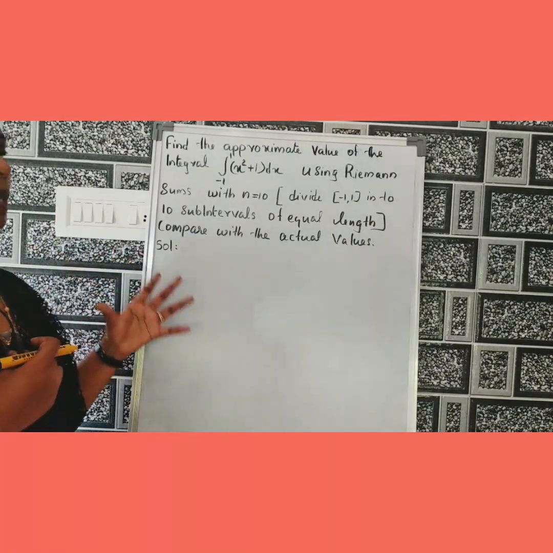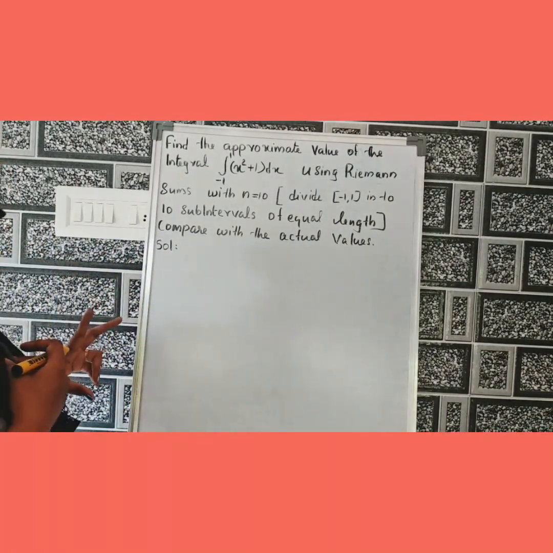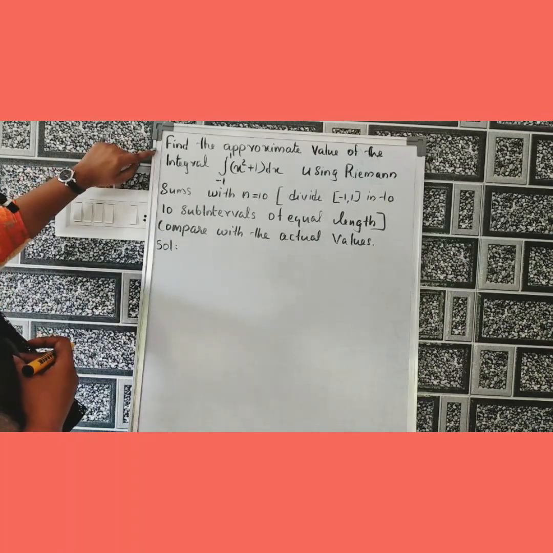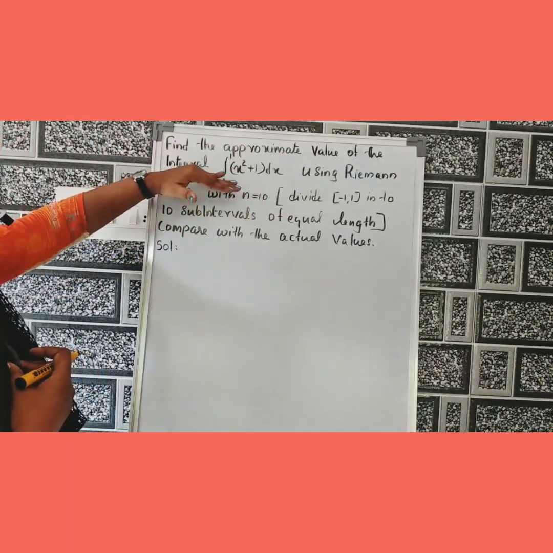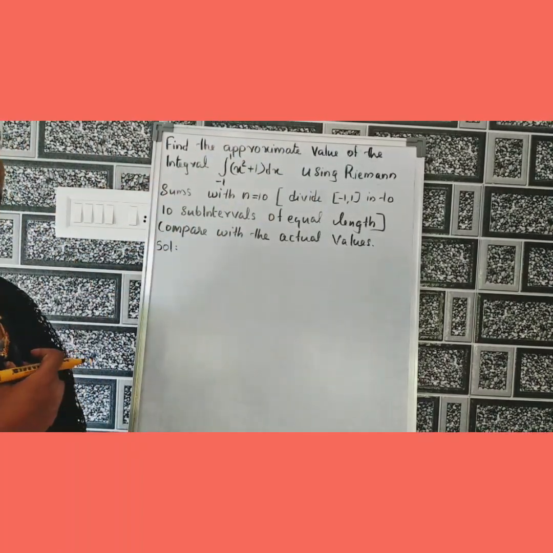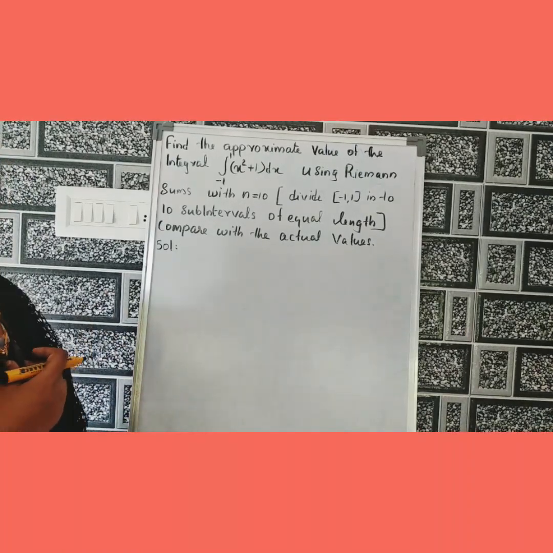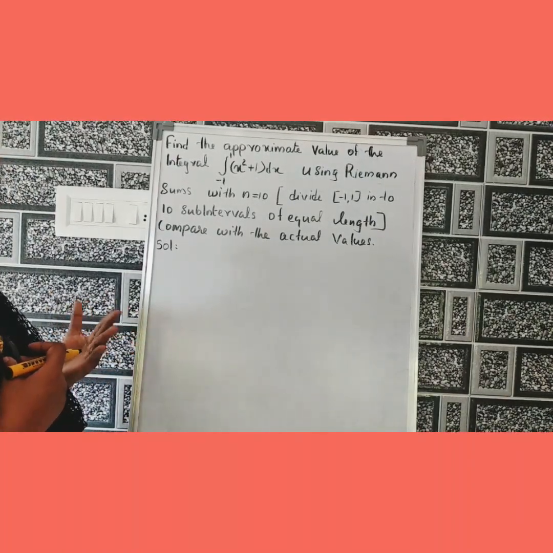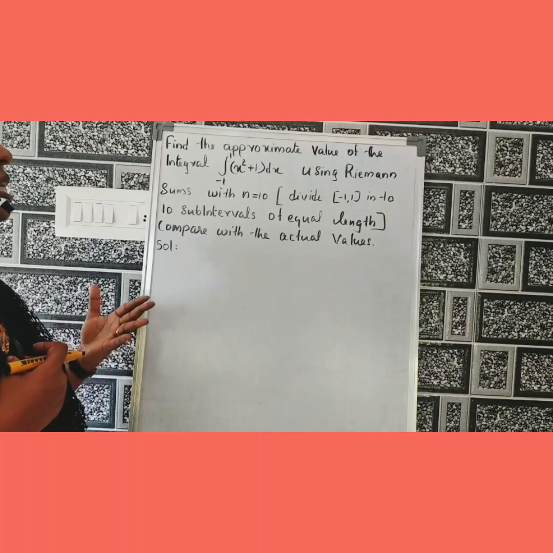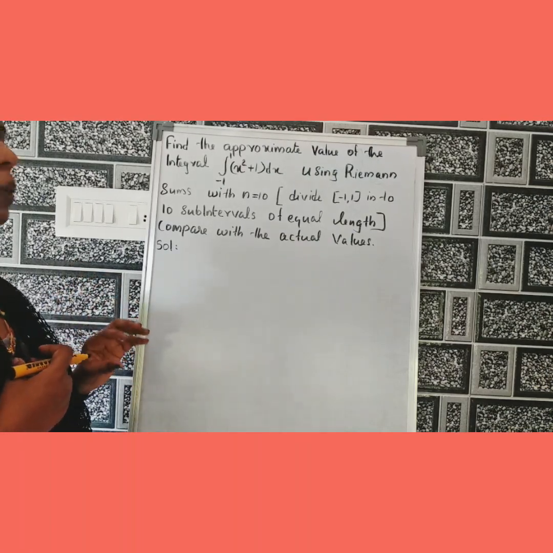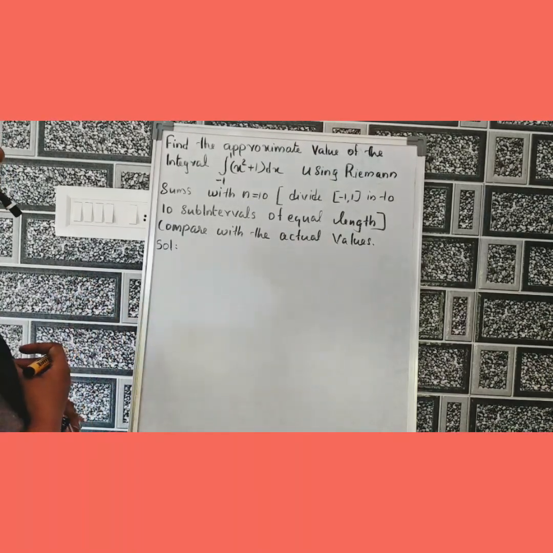Here the problem consists of two questions. First one is find the approximate value of this integral using the Riemann sum method with n equal to 10. That means divide the closed interval minus 1 to 1 into 10 equal subintervals.